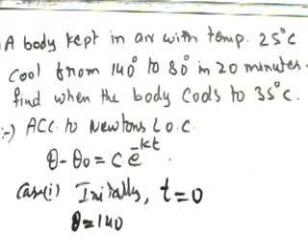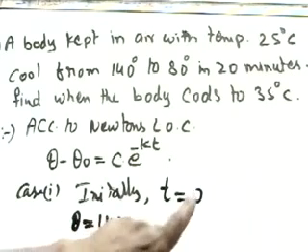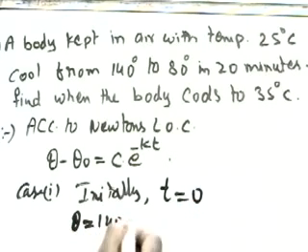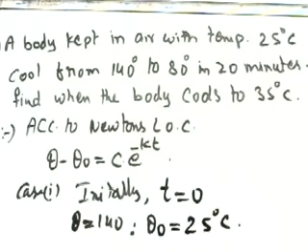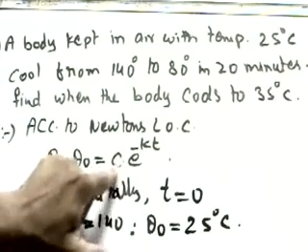Initial temperature is 140. So we got this one. Okay, now let me use this too. In the question, we also have theta naught, the temperature of the surrounding air. The air temperature is 25 degrees Celsius. Now let me substitute this in the formula.